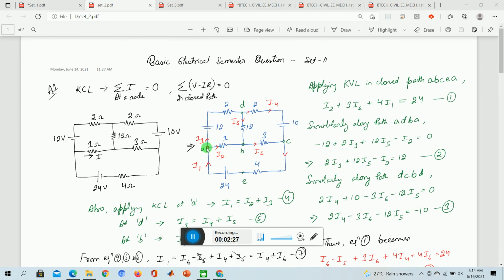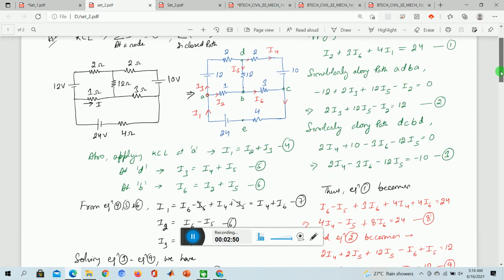Next you can have another path A, B, A. So you have to start from A, you have to end at A. Similarly you have another path D, C, B, D. By taking these three paths, we are able to touch all the elements. So no need to go for further KVL applying.